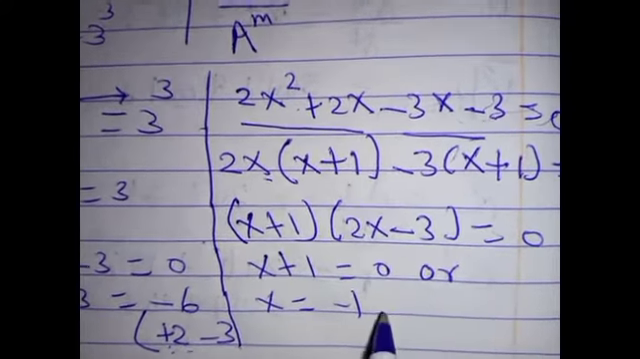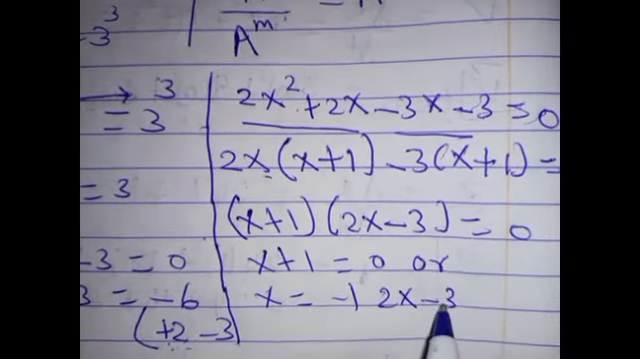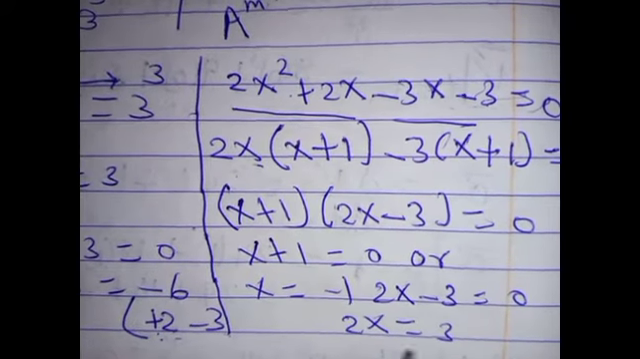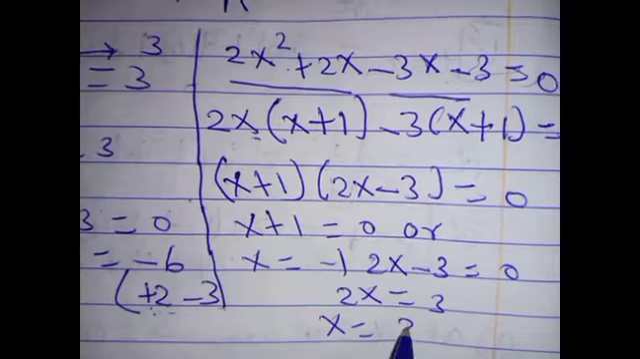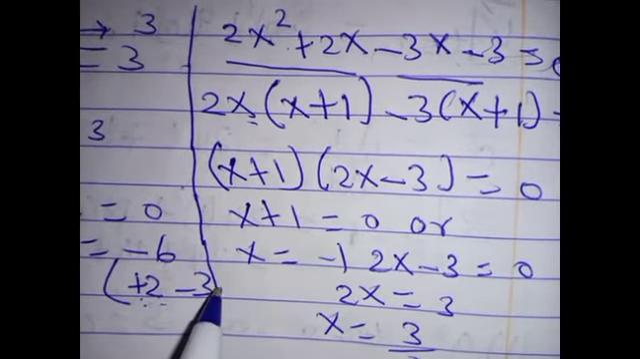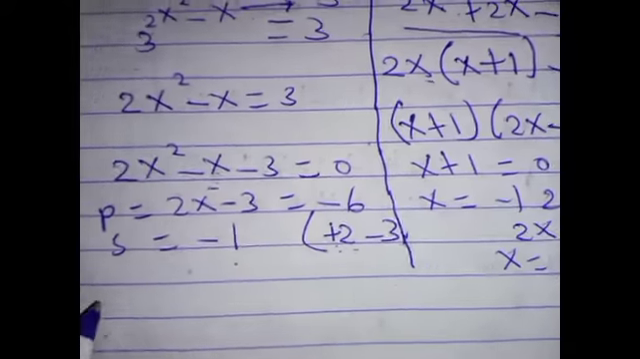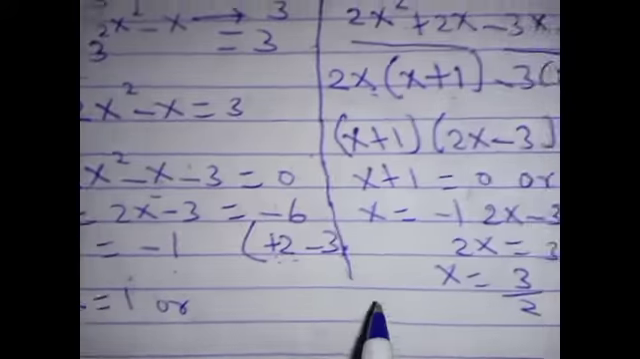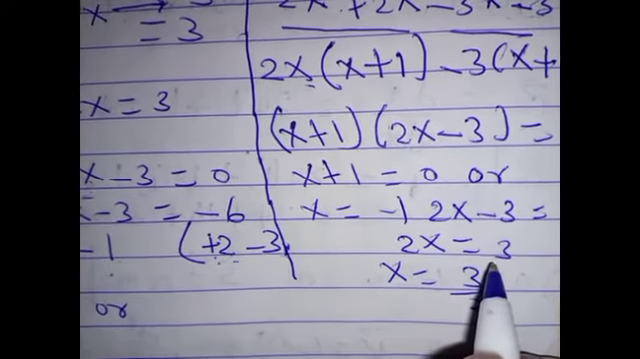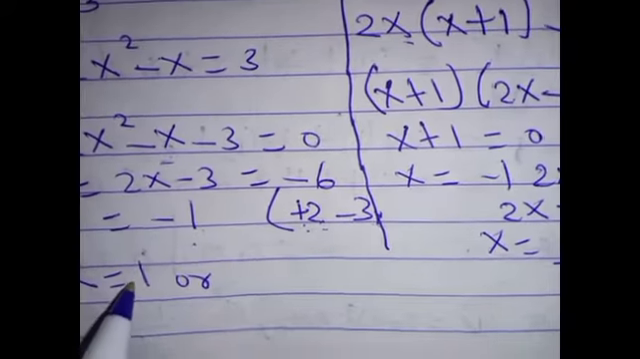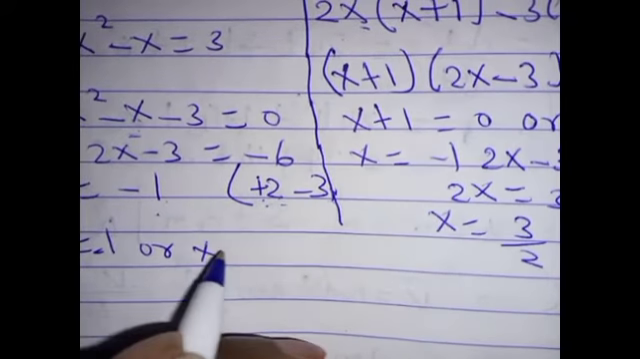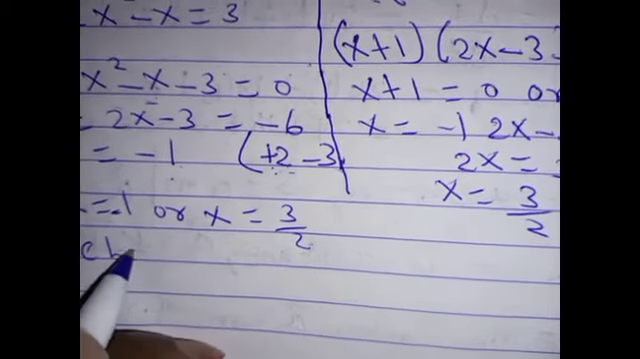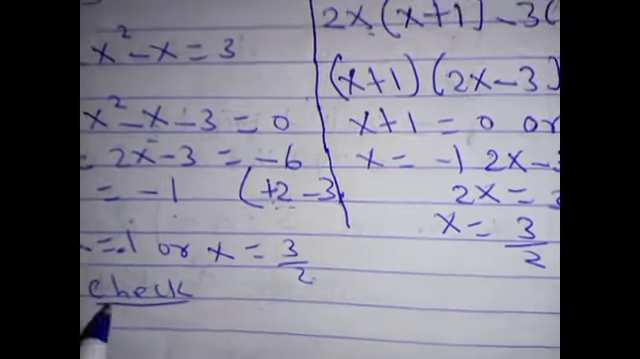Or 2x minus 3 is equal to 0, meaning that 2x is equal to 3. So x is equal to 3 over 2. So there are two possibilities for our equation. So the first possibility is x is equal to -1, or x is equal to 3 over 2. We can check whether our working is correct.